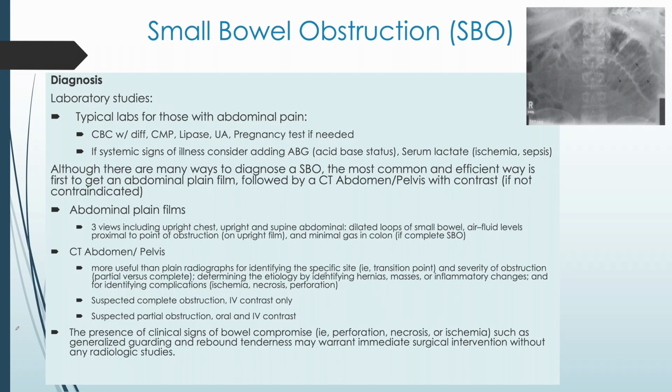In my experience in the emergency room, we tend to start with plain films. And when we get the plain films, we get the acute abdomen series, which includes a one-view chest, an upright and supine abdomen. And what we're looking for are the telltale signs of SBO, which are dilated loops of small bowel, full of air, and then air-fluid levels. And they're going to be proximal to the point of obstruction.